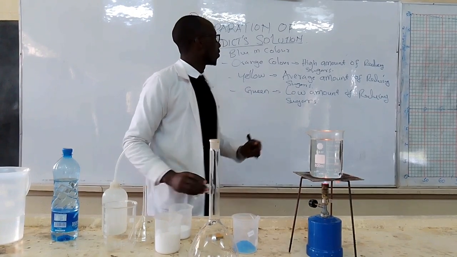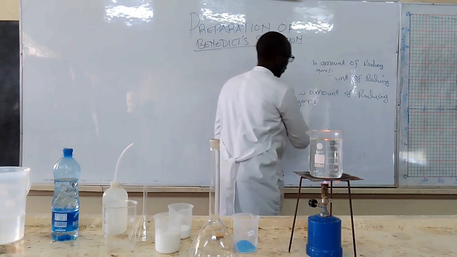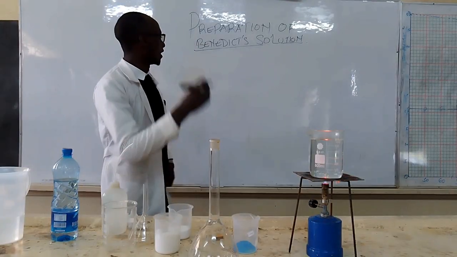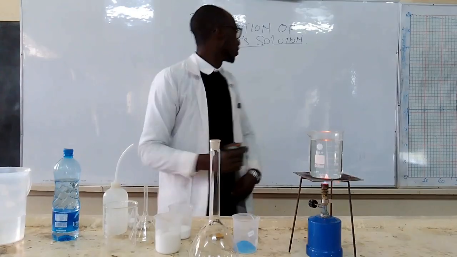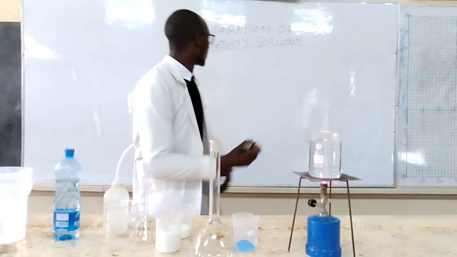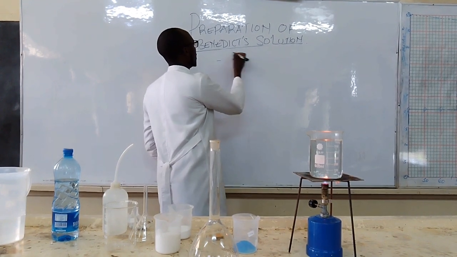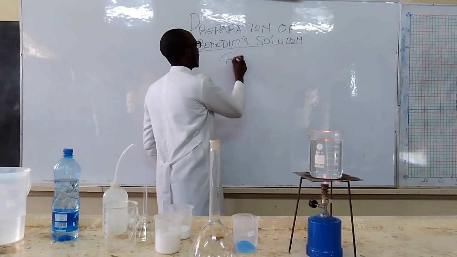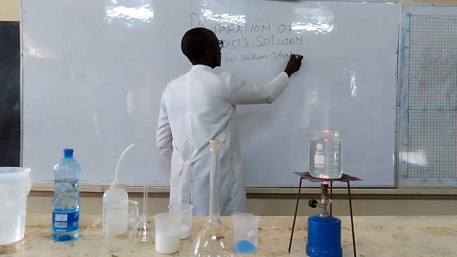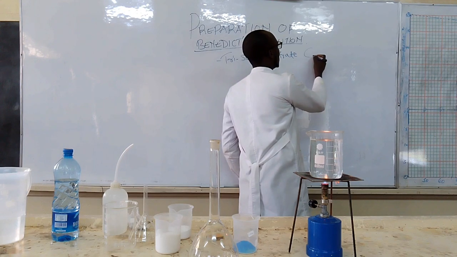Again, let's look at the requirements that are needed when you are preparing Benedict's solution. The requirements for preparation of Benedict's solution. Number one, we are going to need three major reagents. So the first reagent is trisodium citrate.